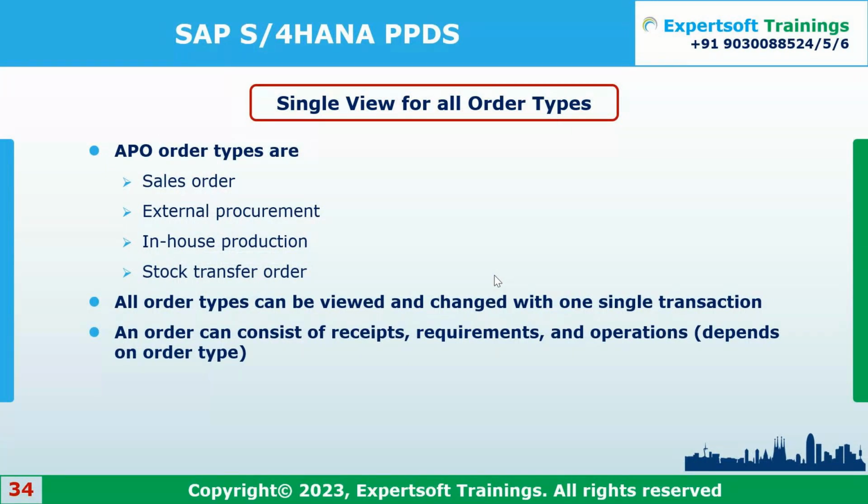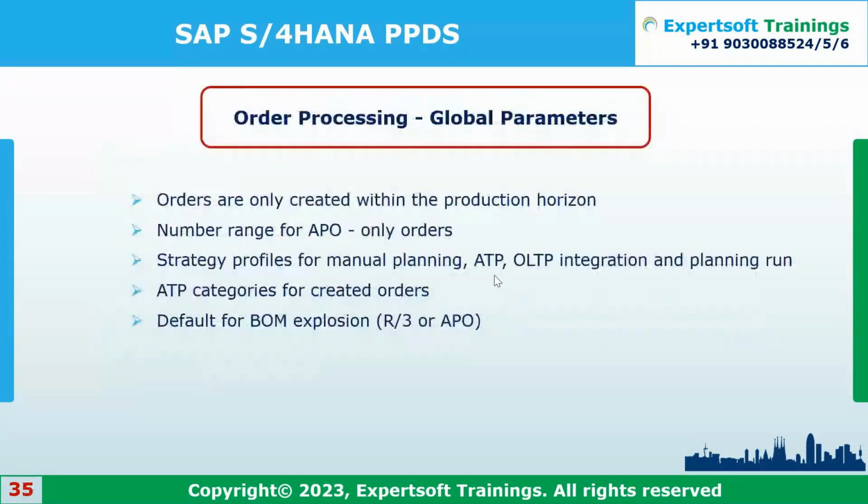Same like ECC, we are having different order types, like sale order, external procurement, and production orders, and all of these are considered, and it is created accordingly. Okay, we are having order processing global parameters, like in ECC. We have some configurations to do from the planning perspective. This is called global parameter settings. We can do it, and I can explain you in detail about all the concepts.